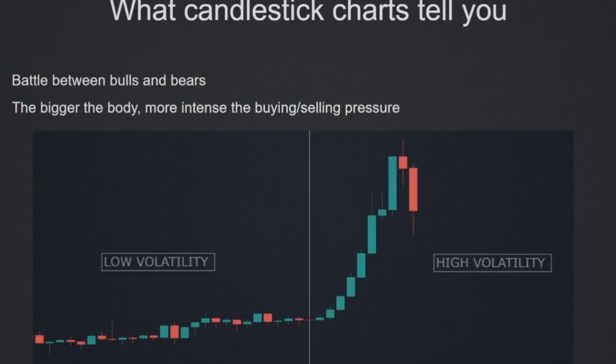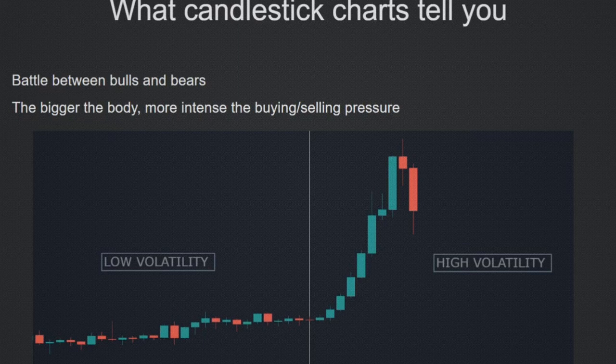So, what do candlestick charts tell us? They show the battle between bulls and bears: bulls trying to push the price up while bears are trying to push it down. So with that, the longer the body, the more intense the buying or selling pressure was during the measured period. We can see in this example that on the left side, volatility was quite low.